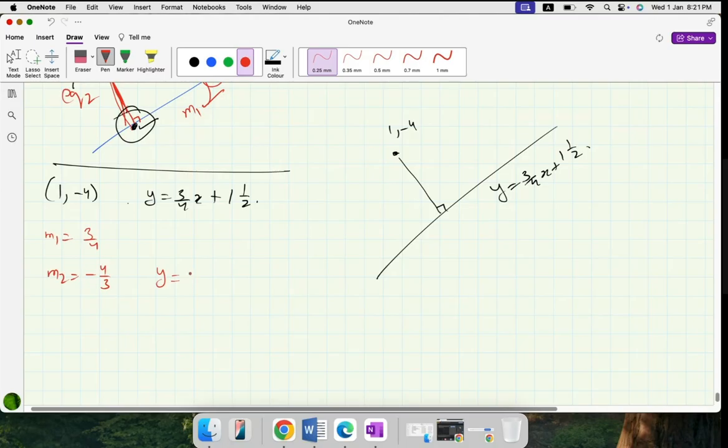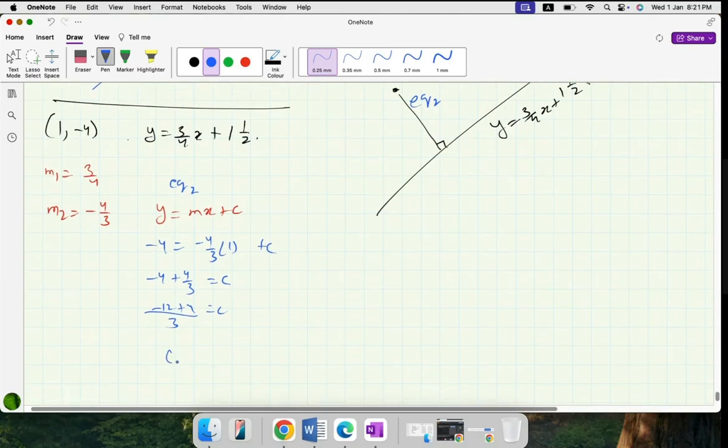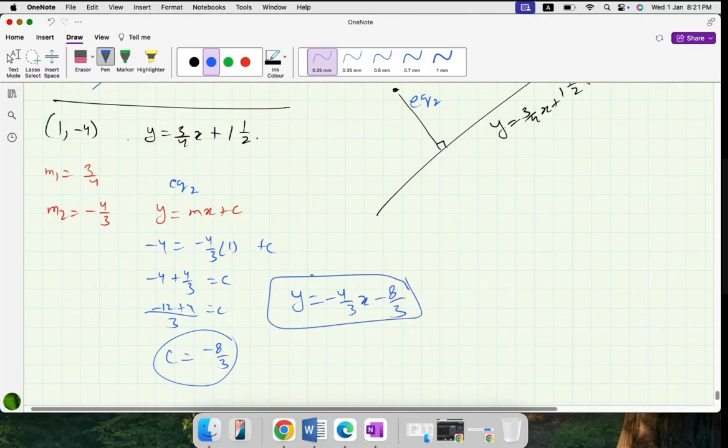Now I need the equation y = mx + c for the new equation, let's say equation 2. For equation 2, I need gradient m2 = -4/3, and x is 1, y is -4 plus c. -4 + 4/3 is equal to c, so -12 + 4 over 3 is equal to c. c is equal to -8/3. So the new equation is y = -4/3 x - 8/3. We have the new equation, we have the old equation. We can solve these two to find the point of intersection.